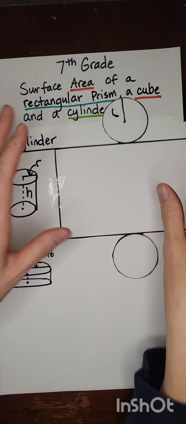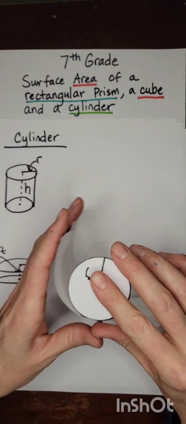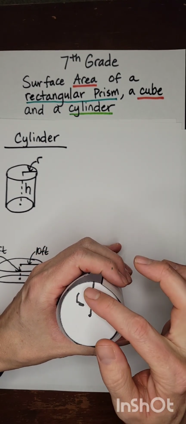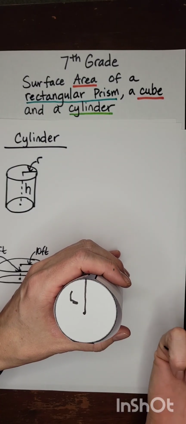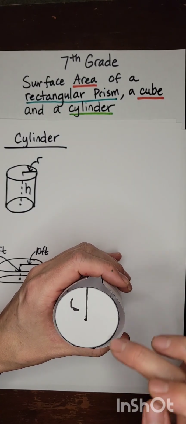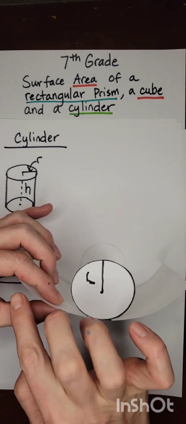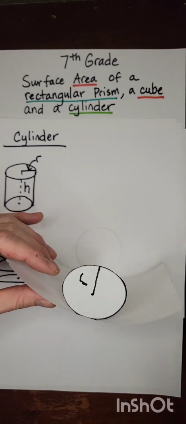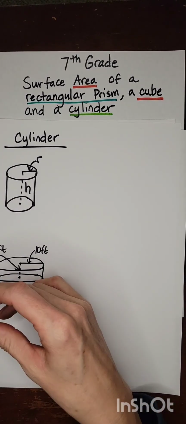Well, how do we figure out the length? Well, let's look at this one more time. If we roll it around here, you can see that this length wraps around the outside of my circle. Well, what is the measure around the outside of a circle called? That's circumference. The perimeter of a circle is circumference. So we know that this length here is actually the circumference of this circle. And we've got a formula for circumference. So let's go ahead and do this.